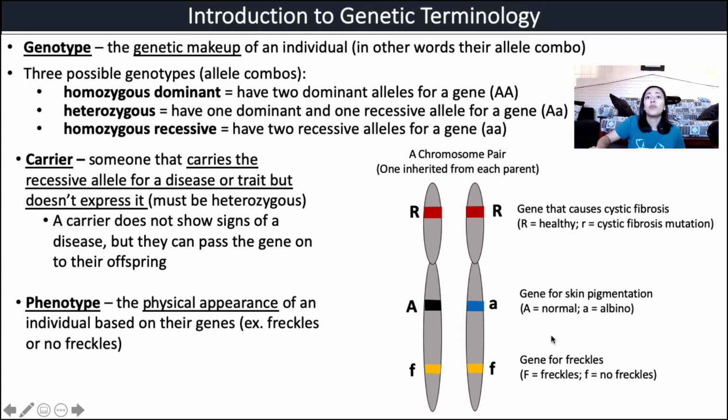Another important thing that I want to point out is that this individual here is a carrier for albinism because they carry the recessive allele and they do not express it. So this means that this individual could potentially pass on this allele for albinism to their offspring.